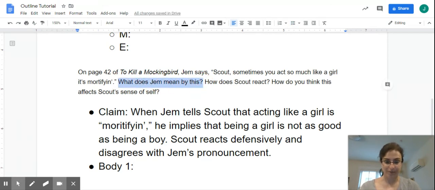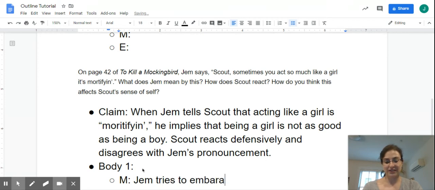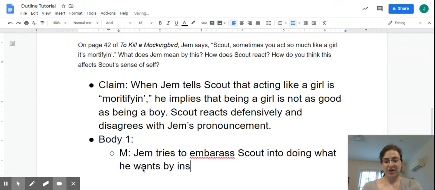We've got, what does Jem mean by this? We've got, how does Scout react? And we've got, how do you think this affects Scout's sense of self? So my first body paragraph, I'm going to answer, what does Jem mean by this? Jem tries to embarrass Scout into doing what he wants by insulting her gender.